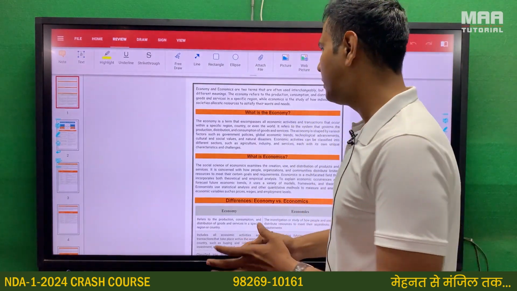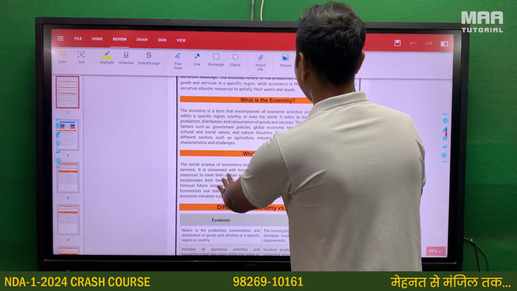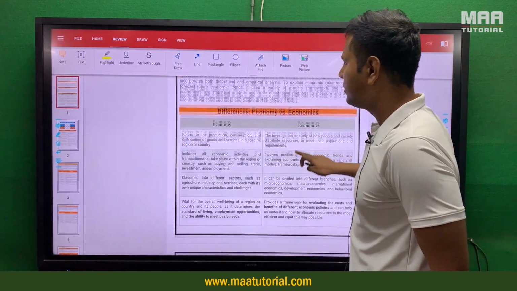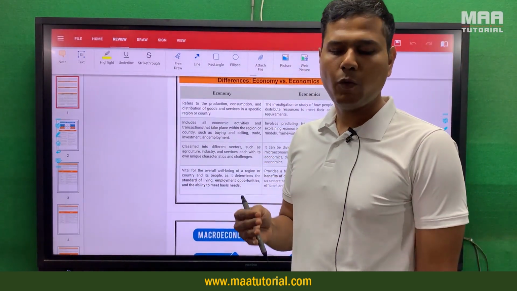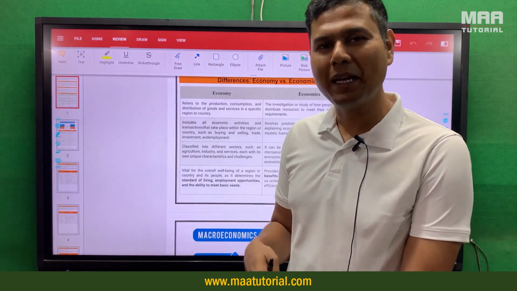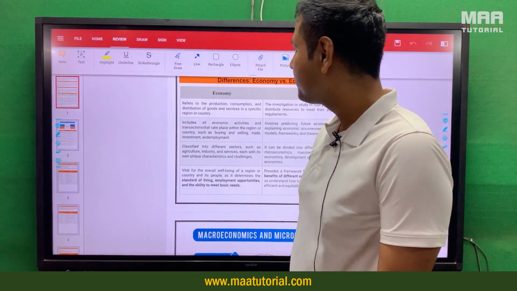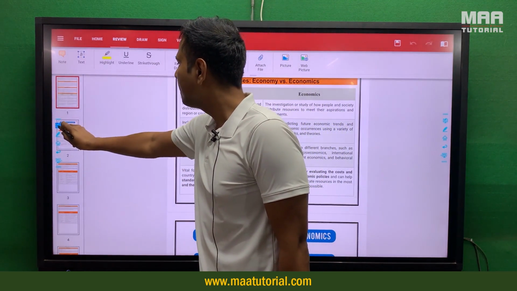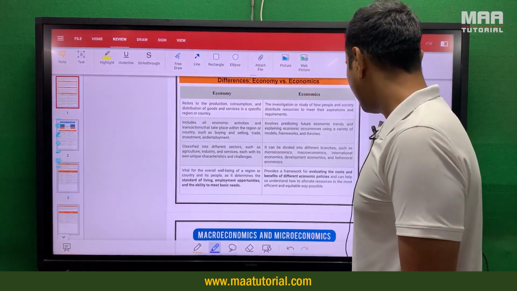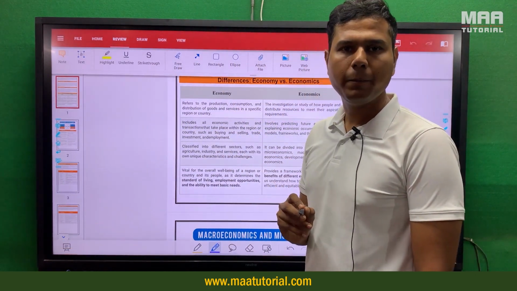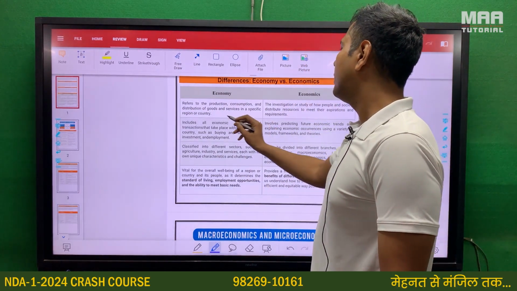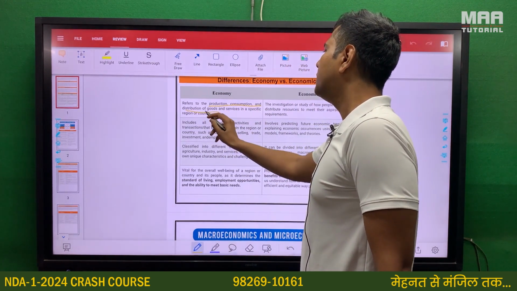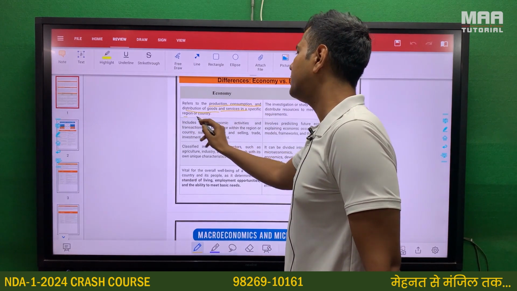What is the difference between economy and economics? So let me give you the difference. This difference would help you understand what distinguishes economy from economics. See, my dear friends, when you see economy, we define economy with the help of these keywords: consumption, production, distribution of goods and services in a specific region or a country.